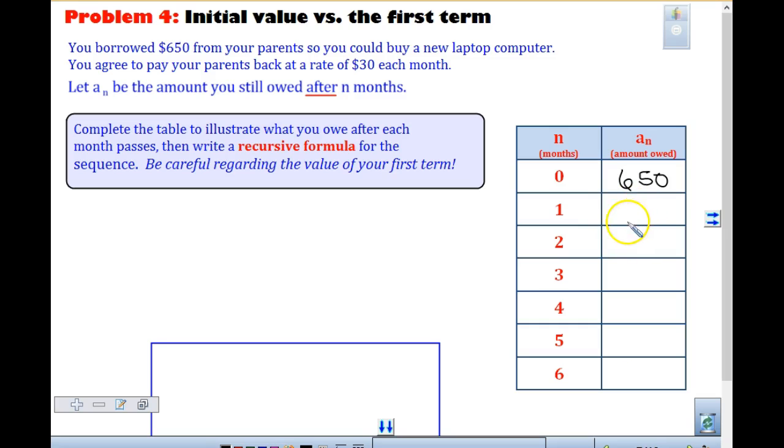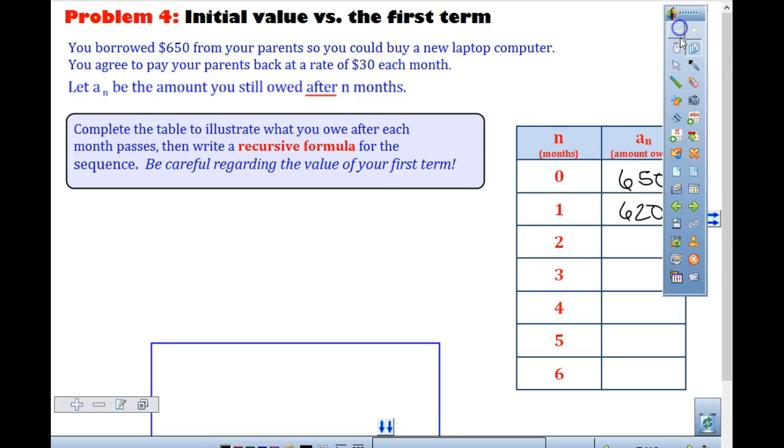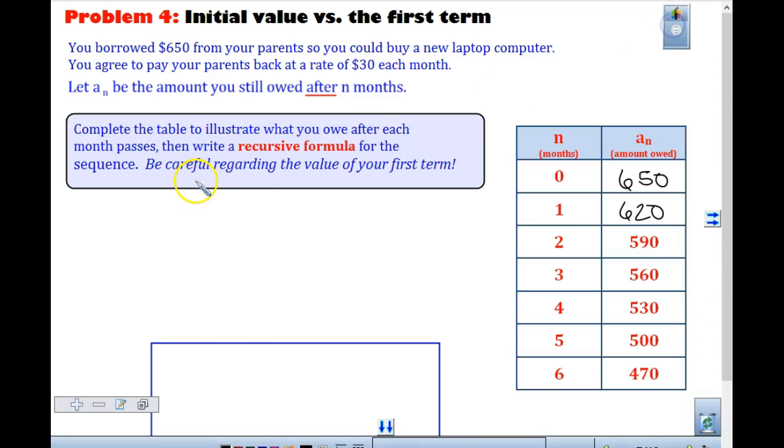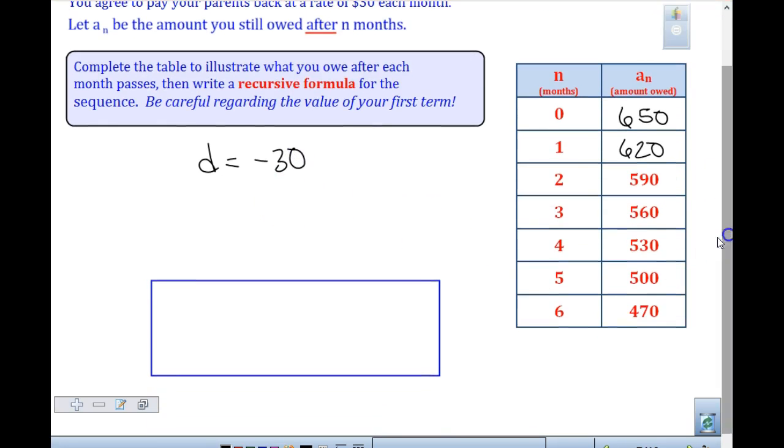After the first month, so we're going to write this recursive formula. So first we want to complete the table. So we are now at 620. Keep going and fill your table in, please. Each month we are subtracting 30, right? As you continue to do that, do we definitely know our common difference? Yeah. So, in order to write a recursive formula, we need to know the common difference, which in this case is -30, right?